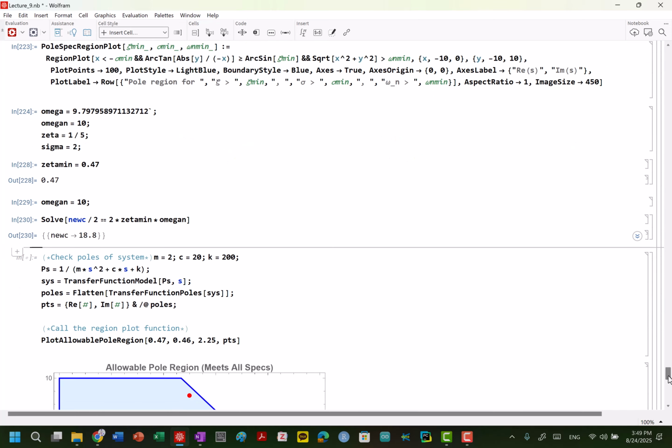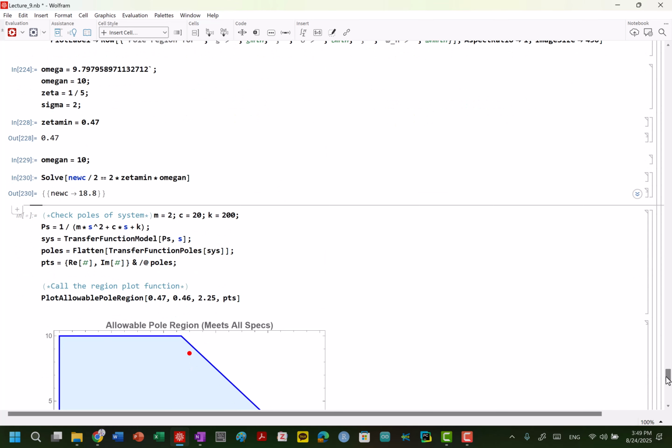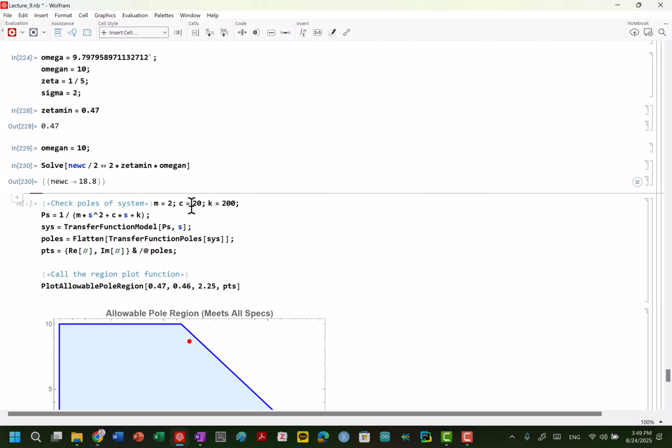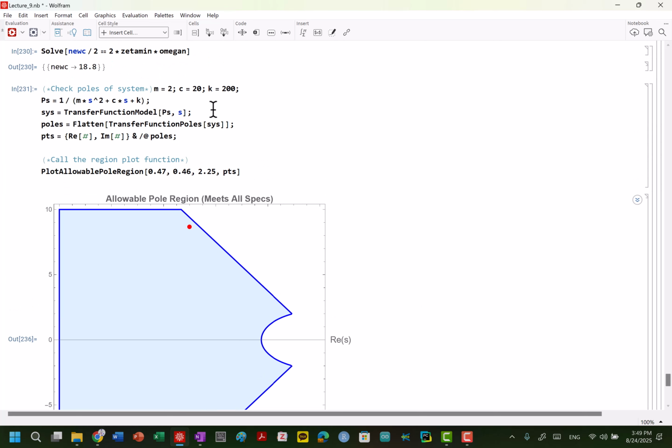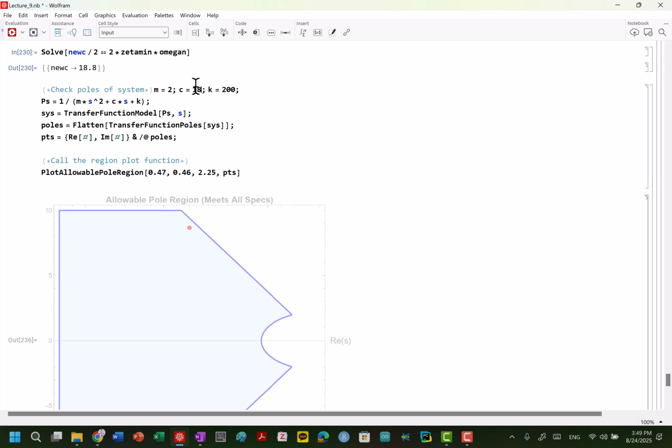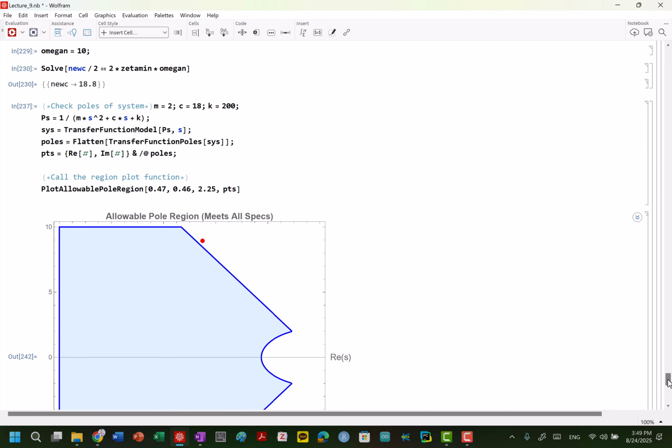Now we can say, all right, what happens if I set my new c to 20? I can put everything else the same, the same metrics that we defined previously. Where do we sit in the poles? Perfect, we sit in that pole region. If we do 18, you're going to see the red dot move. We're outside, and we're not going to be able to hit those metrics anymore. If I go to 200, let's see what happens.